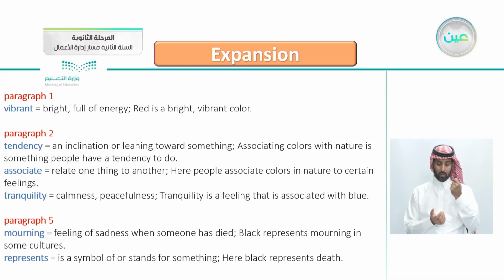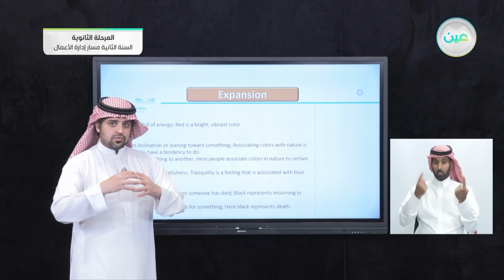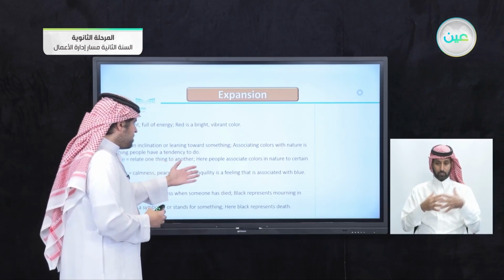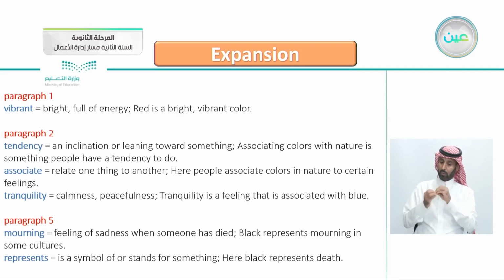Vibrant, from the first paragraph. Vibrant means bright, full of energy. Red is a bright, vibrant color. And the second paragraph had three words: tendency, associate, and tranquility. Tendency is an inclination or leaning toward something. Associating colors with nature is something people have a tendency to do. The second word, associate, means to relate one thing to another, to associate them together. Here, people associate colors in nature to certain feelings.